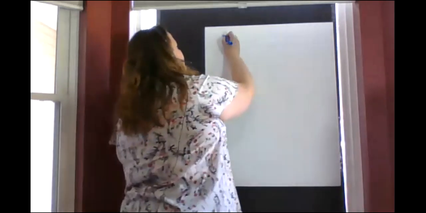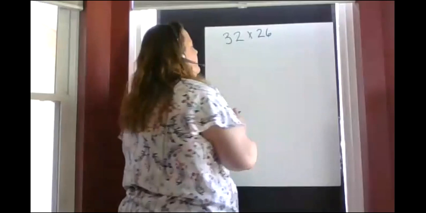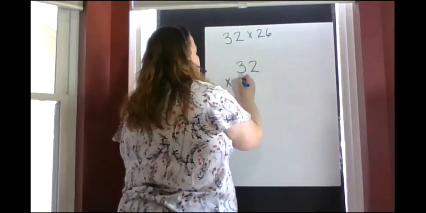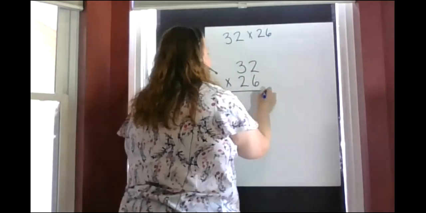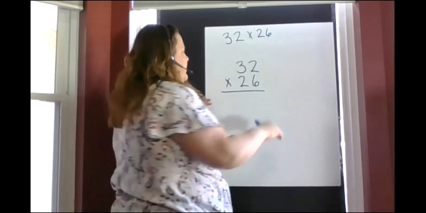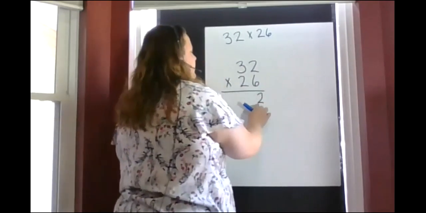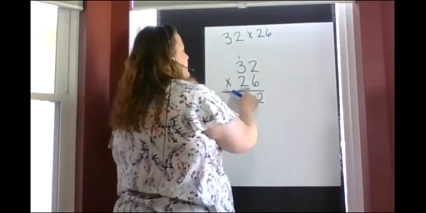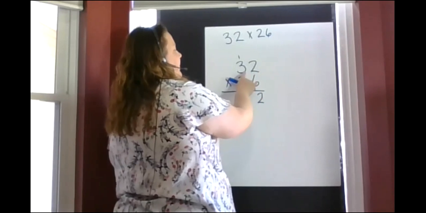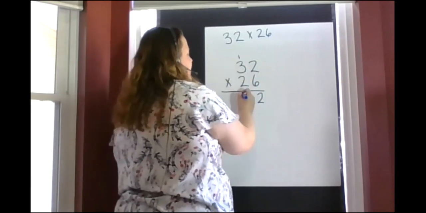So 32 times 26. So students would have our 32 times 26. So we're going to think about how it connects to our either lattice or the partial products. 6 times 2 is 12. So there's a 2 in the ones place. I'm going to carry into the tens. 6 times 3, well, that's really 30, but I'm thinking about it as 6 times 3 is 18. Plus 1 more is 19.